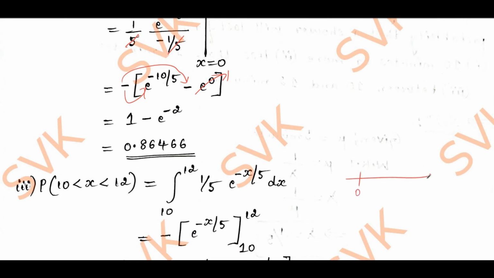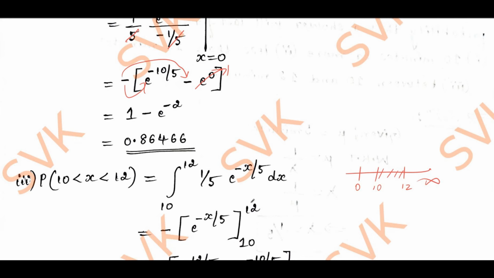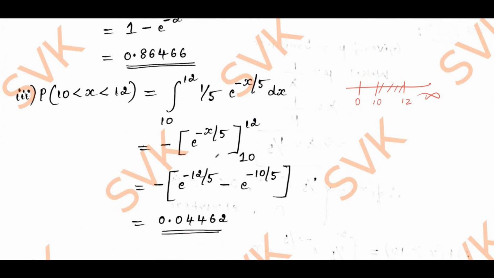the given function here ranges from 0 to infinity. We need to find it only between 10 and 12. So we need to consider both end intervals: the integral from 10 to 12 of 1 by 5 times e power minus x by 5 dx, following the same integration. After substitution with the limits, we are going to get the value 0.04462. This is how we need to solve the problem of exponential distribution.